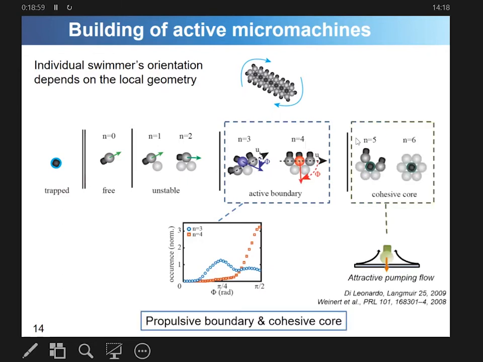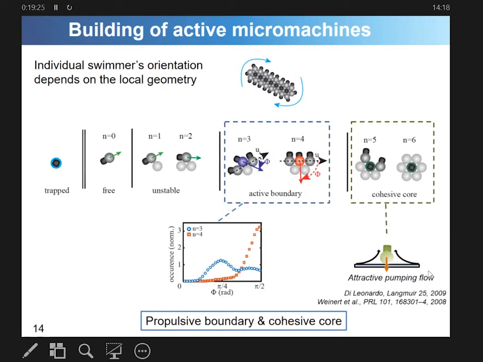And now you have the last case when you have 5 or 6 neighbors around your swimmer. And in that case, you have a geometrical frustration. And your swimmer that is surrounded by 5 or 6 neighbors stays vertical all the time. And since it's staying vertical, it generates an attractive pumping flow because it wants to swim. But basically, that's the bottom surface that prevents it to swim. So it's pumping the fluid.